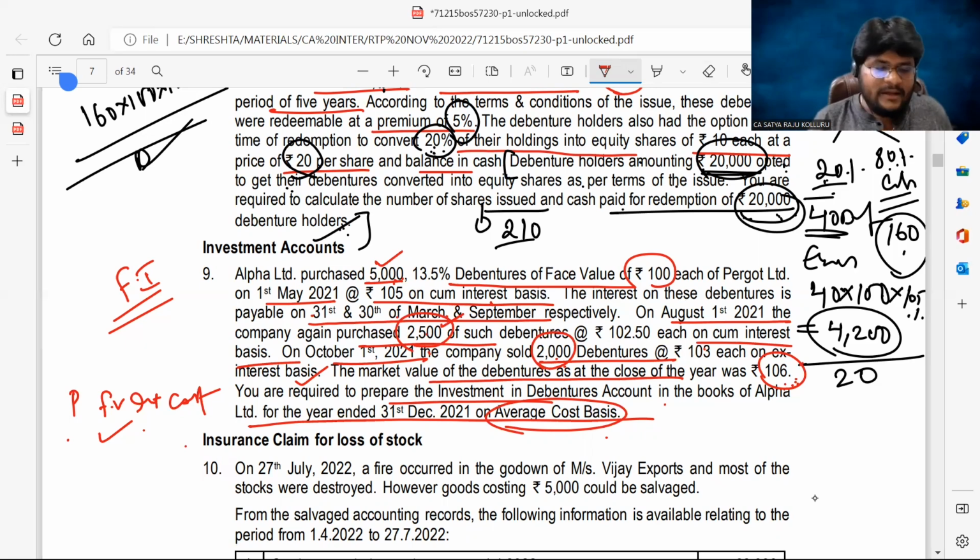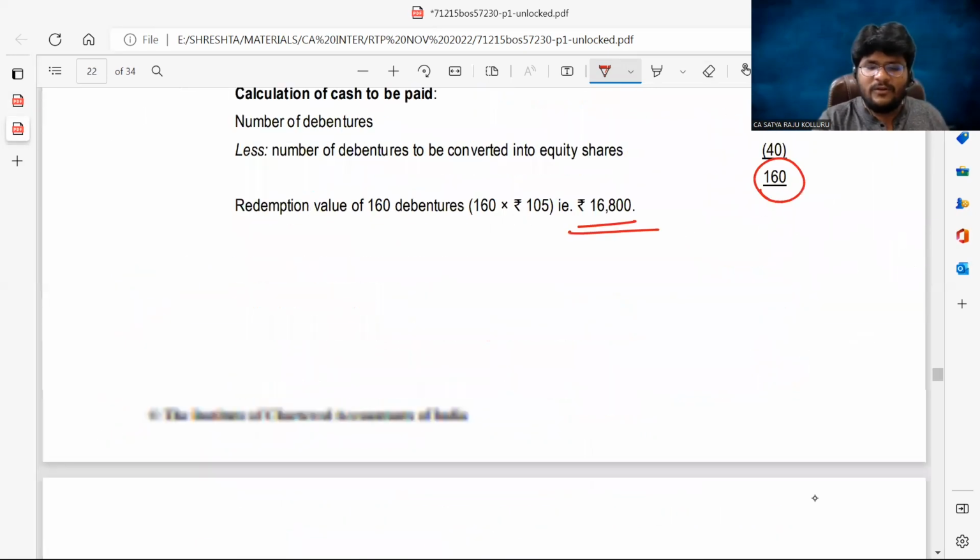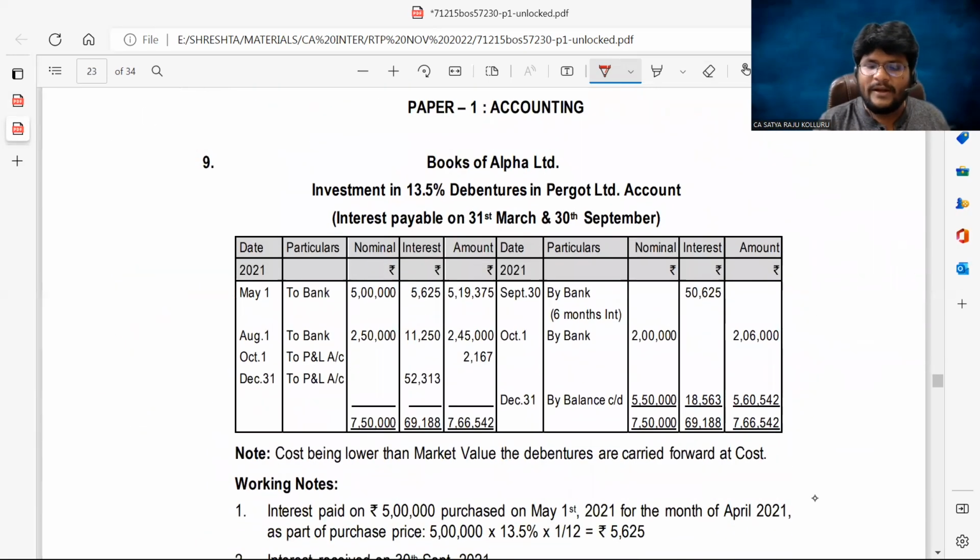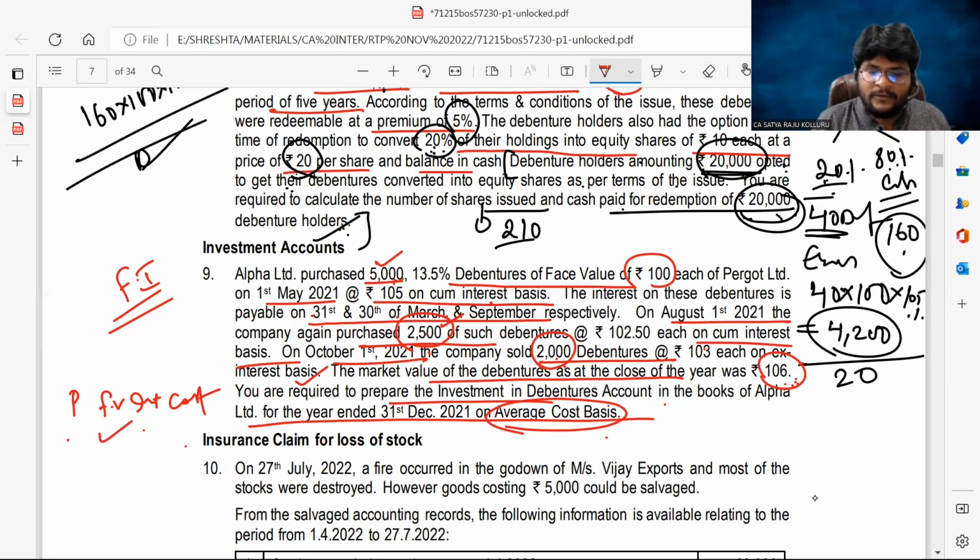Sir, I'll explain this entire question through the printed solution because a lot of computations are involved. I don't want to waste my time on the computation part. Please concentrate.